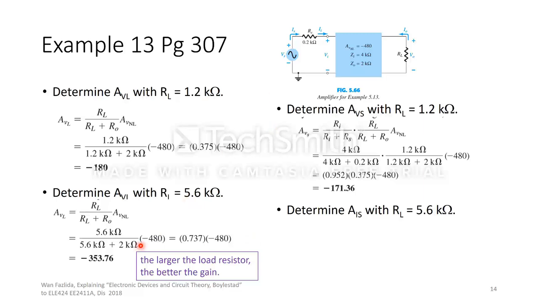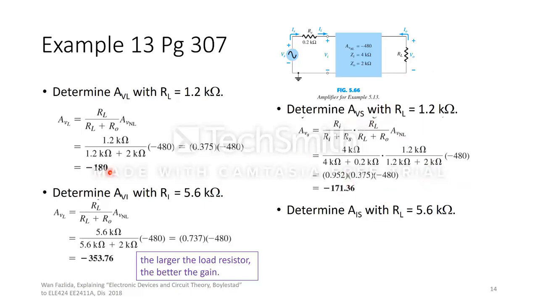Okay, now what happens? This calculation here was just calculating the presence of load resistance, but what happens if you consider the source resistance as well? When you consider the source resistance as well, if the load resistance is 1.2 kilo ohms, this is what you're going to find.